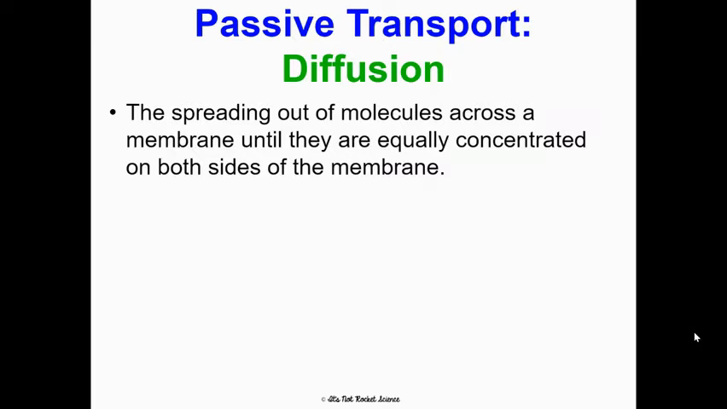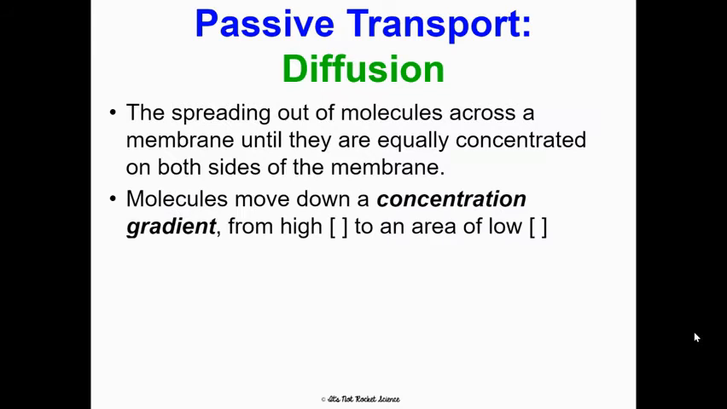And again, all of this in biology is always talking about across a membrane, so either in or out of the cell. Molecules move down a concentration gradient because this is passive transport. There's no energy required. So you're going from high concentration, so remember that those brackets are the abbreviation for concentration, to an area of low concentration. So the molecules get to spread out.